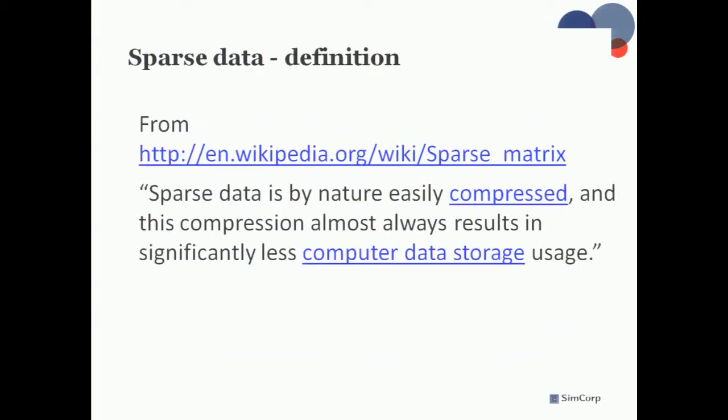Sparse matrix definitions, well, I've just briefly mentioned it. Go to this Wikipedia article and look for it. It's very good. As I said, there are numbers of ways you can represent sparse data, and I've just elected 3 of them. But anyway, sparse data is by nature easily compressed, and this compression always results in significantly less computer data storage. This is kind of the red line in my presentation as well. We have to save space.